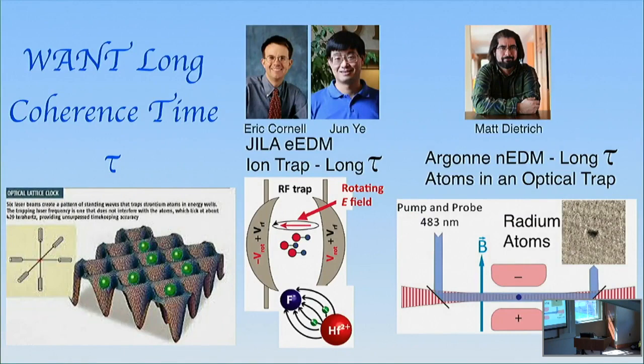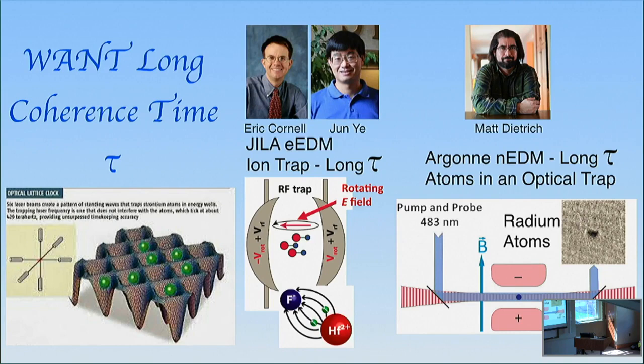There's the JILA EDM experiment, where the molecules are held in an ion trap. Other than that, the basic structure of this molecule is like ThO. It's got an omega doublet. You polarize it. It's not exactly the same, which is good, because it has different systematic effects, and it's good to have two different experiments with two different systematic effects. But one of the big advantages of this approach is that these molecules are sitting there, and so you can interact with them for 1 second, 10 seconds, and get a very long coherence time.